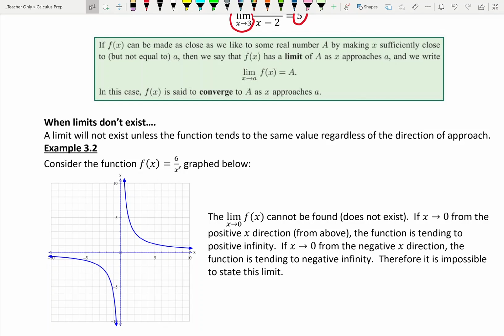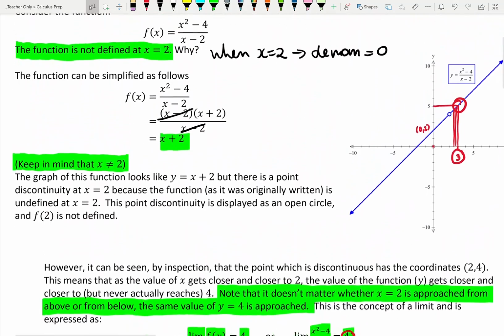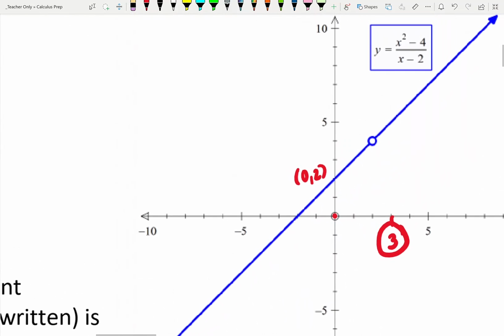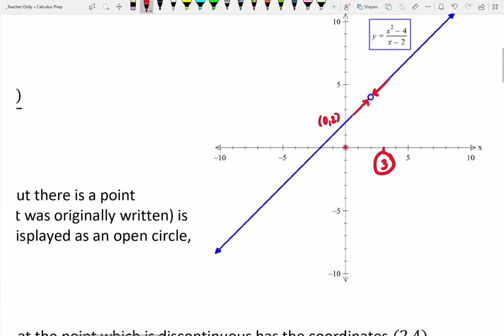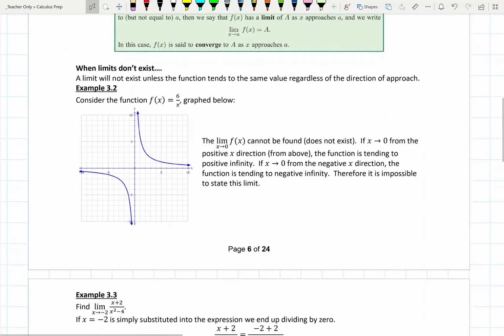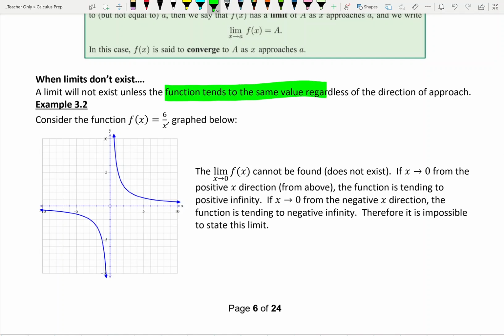In example 3.1, we saw this idea of a limit, and quite specifically we discovered that a limit will only exist if the function approaches the same value when x approaches from either above or below the x value of interest. If that's not the case, then the limit doesn't exist. So the limit will not exist unless the function tends to the same value regardless of the direction of approach.